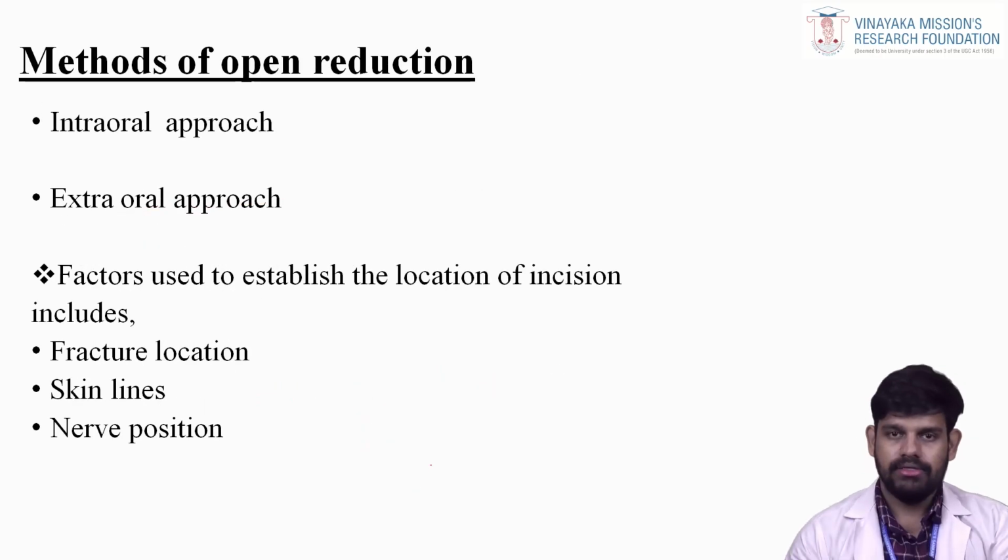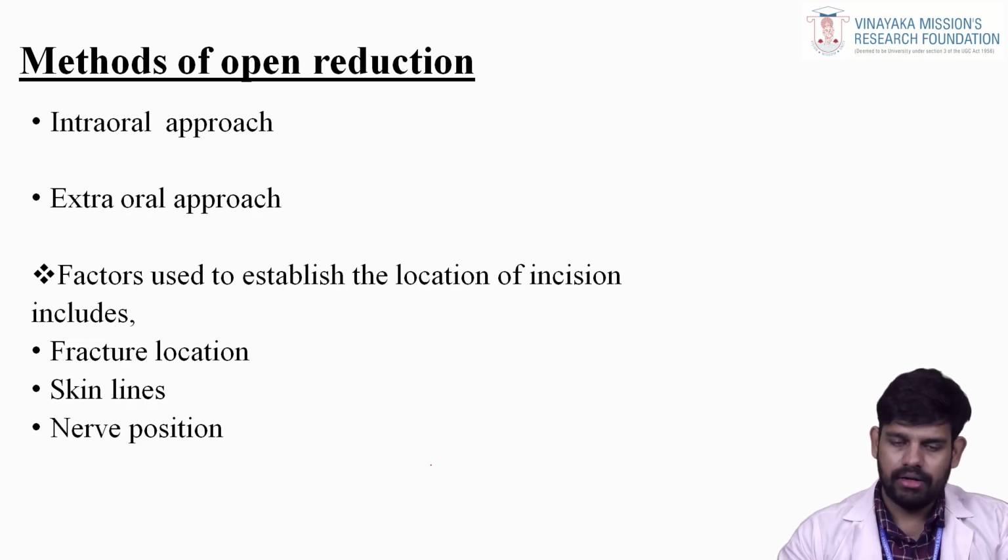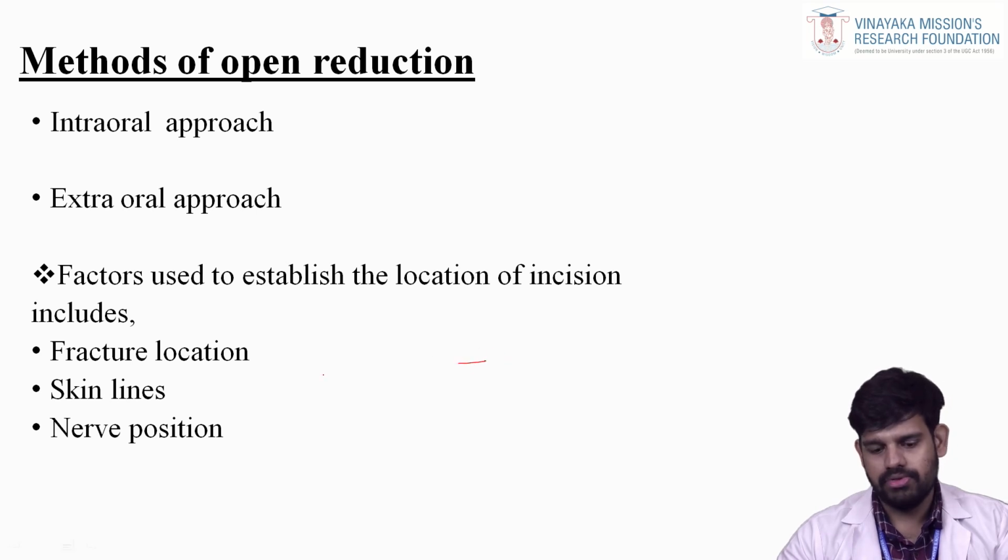Then the methods of open reduction can be intraoral through the mucosa, or extraoral through the existing laceration or an extraoral incision, by which we can enter the fracture area. Factors used to establish the location of the incision include fracture location. For an angle fracture, we won't put an incision in the submental region. We will put an incision in the submandibular region posteriorly.